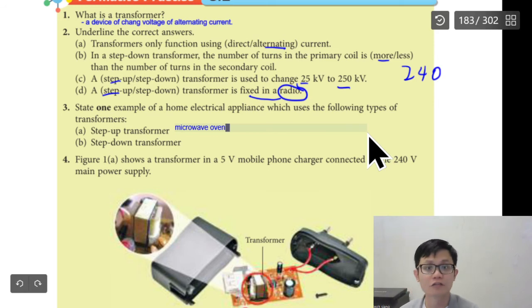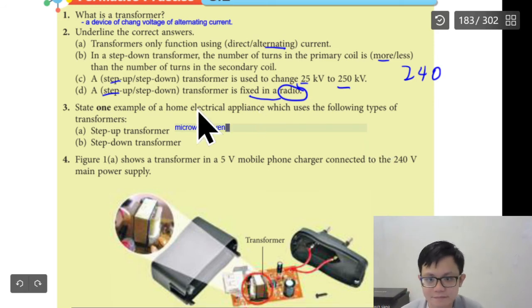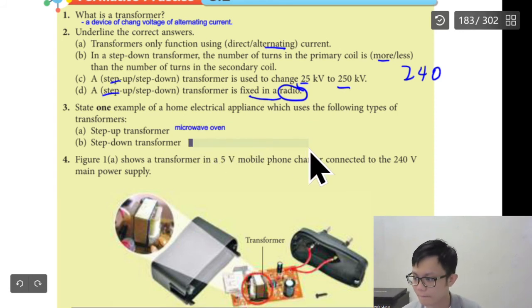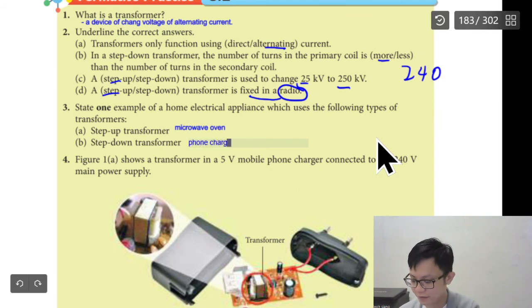Because you use a lot of electric ovens. And step down, what is an example of a step down transformer? Radio, or usually I just write phone charger because it's more common. Radio also can. But nowadays, very few people use radio.